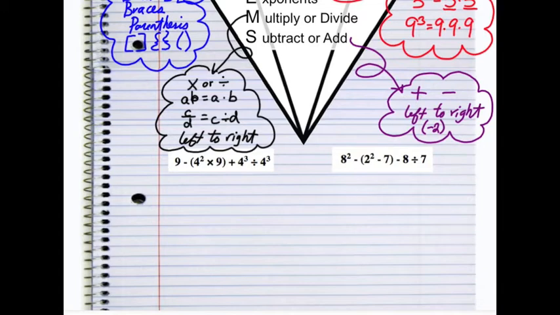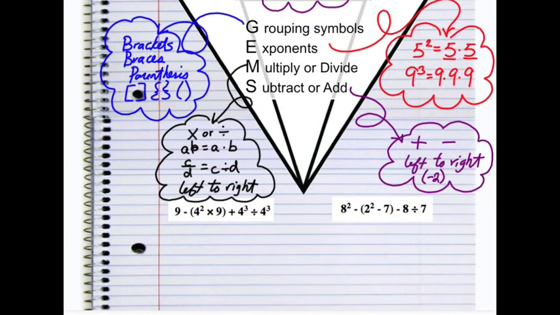The first one says 9 minus the quantity 4 squared times 9, plus 4 cubed divided by 4 cubed. So using my GEMS method, the first thing I'm going to do is the information inside the grouping symbols, which is this piece right here. I have one set of grouping symbols in my problem. They're parentheses, so I need to do everything inside there in the order that GEMS explains.